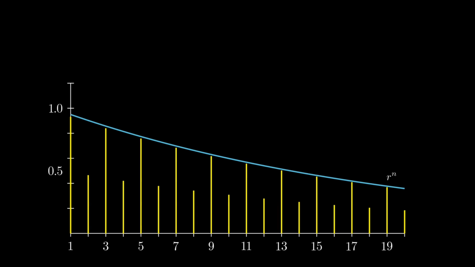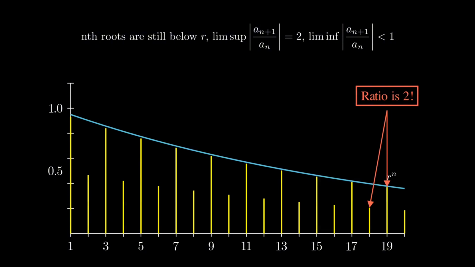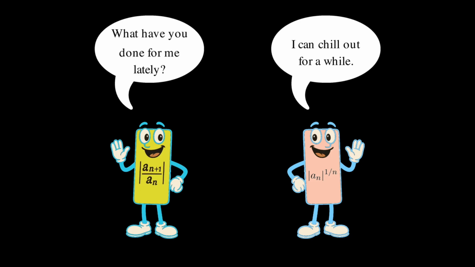Well, that's correct, but it's interesting that this could completely throw the ratio test for a loop. The ratio of successive terms in this case could be huge. And if this sort of thing happens infinitely often, then even the lim sup of the ratio of successive terms will be really large. This means the ratio test would fail here, even though the root test would show that the series converges. Another way to put this is that the ratio test is very sensitive to small fluctuations in the terms. It's effectively asking, what have you done for me lately? The root test is more circumspect and has no problems with these small blips. Intuitively, this is why the root test is actually stronger than the ratio test.